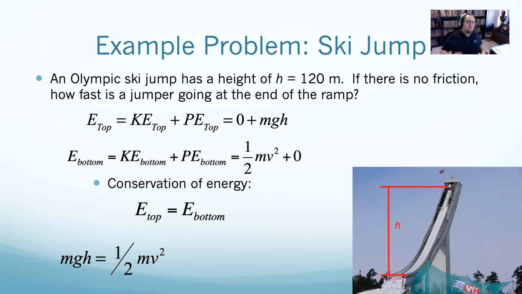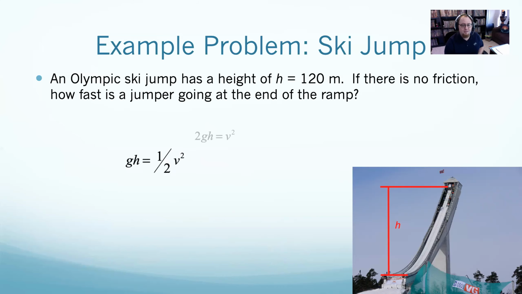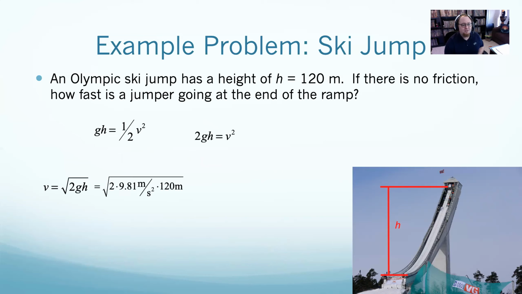Now, there's a lot of m's here, but nowhere did I give a value for m. But that's okay, because there's a lot of them. I can divide both sides by m and they cancel out. And I'll find that in this case, gh equals 1/2 v squared. Now, if I want to solve for v, I'll multiply both sides by 2 and then square root both sides. And with some plugging in of numbers, I can solve for v. And I'll get how fast they leave the end of the ramp.